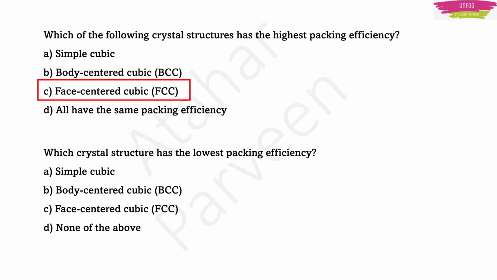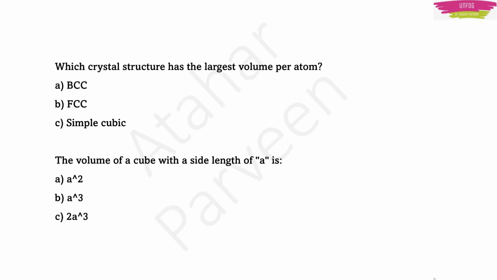Next, which crystal structure has the lowest packing efficiency? Of course, it should be simple cubic, 52%. Okay. Next, which crystal structure has the largest volume per atom? It should be FCC only.